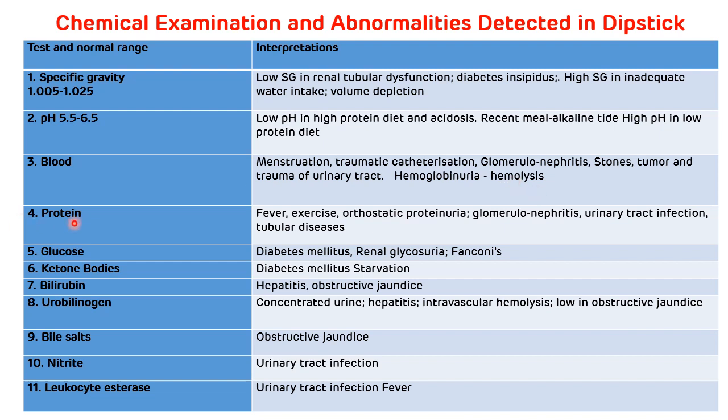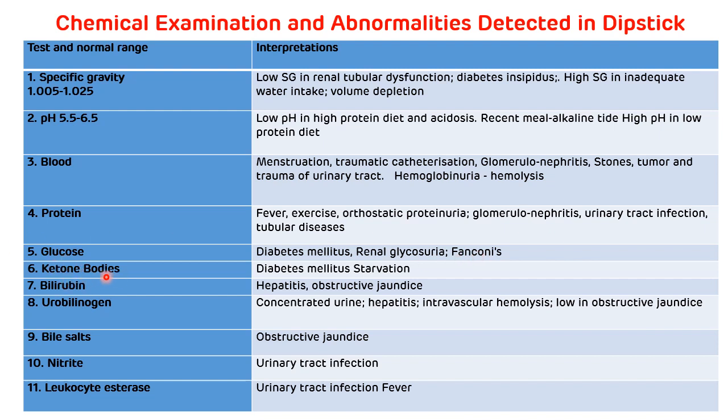Second chemical examination is related to the protein. You can see the presence of protein in urine with the help of the heat acetic acid test. And proteinuria is seen in fever, exercise, orthostatic proteinuria, glomerulonephritis, urinary tract infection, and tubular diseases. Excretion of glucose in urine is seen in diabetes mellitus, renal glycosuria, and Fanconi's disease. And presence of glucose in urine can be checked by the Benedict test. Benedict test is also a semi-quantitative test.